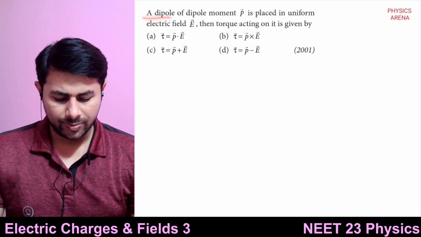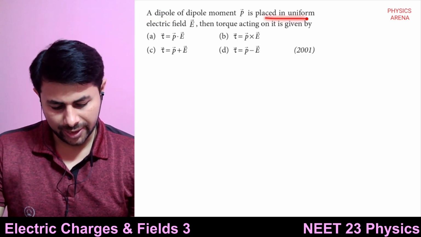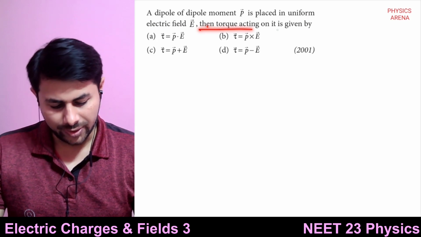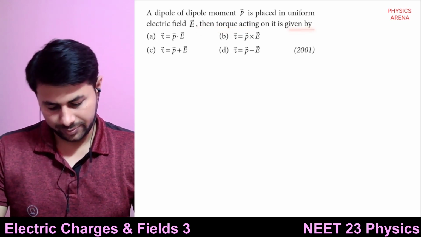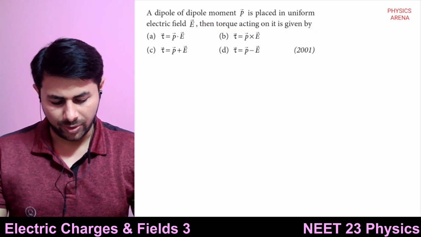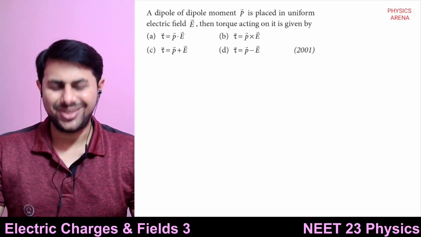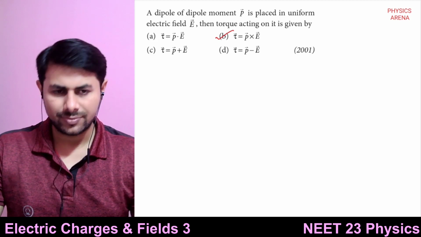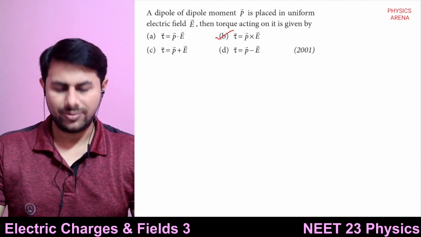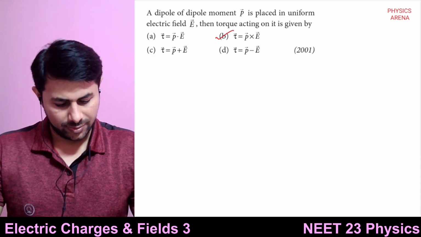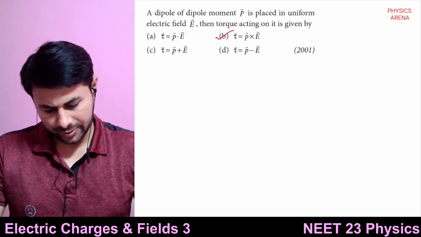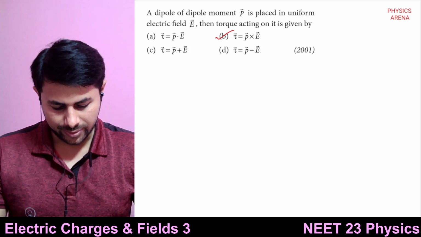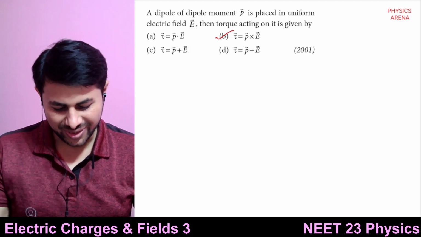Next question. A dipole of dipole moment P bar is placed in uniform electric field E bar, then the torque acting on it is given by. Okay, so the dipole is kept in a uniform electric field. What is the answer to this question? It is option B. Right, this is just a formula, so we have to remember this formula. We have to remember all the formulas actually.